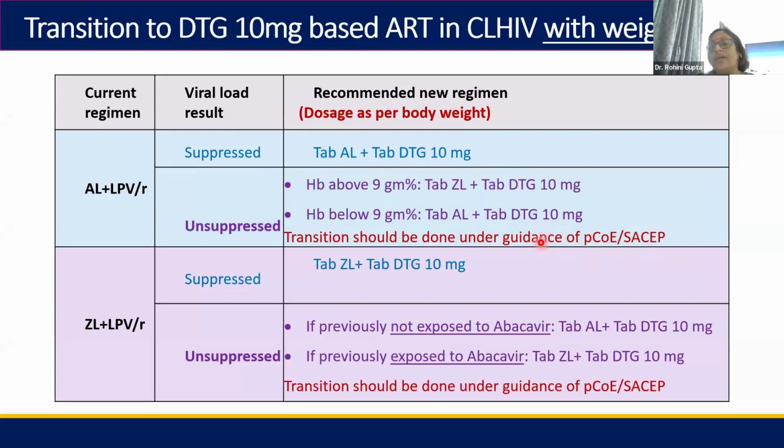SASIP. It cannot be a decision taken by the SMO or the medical officer of the ART center. A SASIP referral has to be given and guidance has to be sought. If you have a pediatric COE and you're in contact with the project director or the program director of the PCOE, please discuss this case scenario and take it in writing. What should be the regimen for this child?